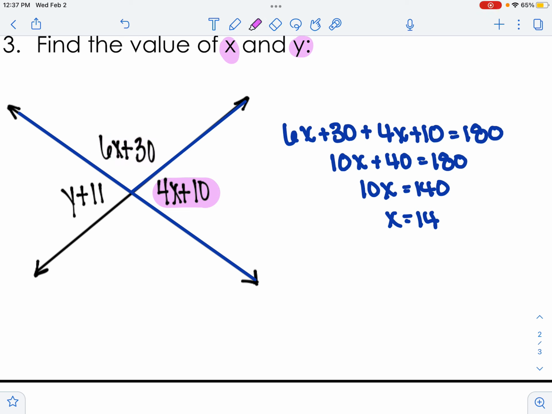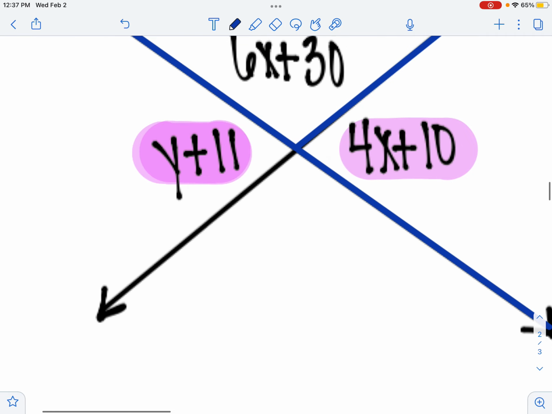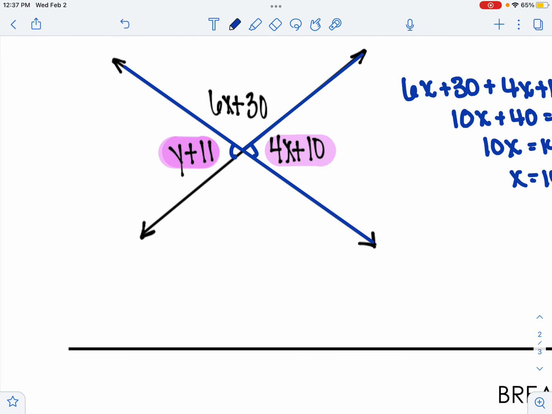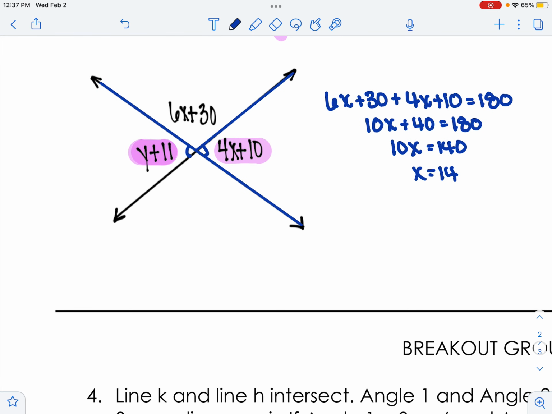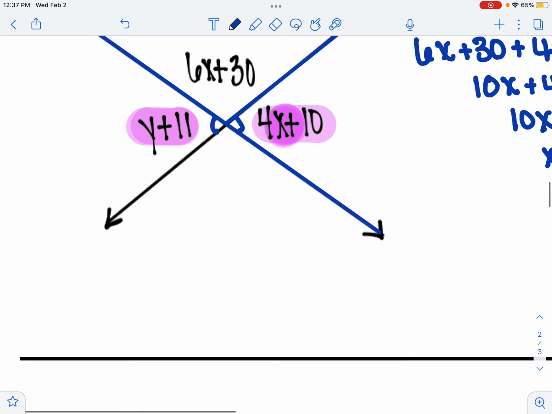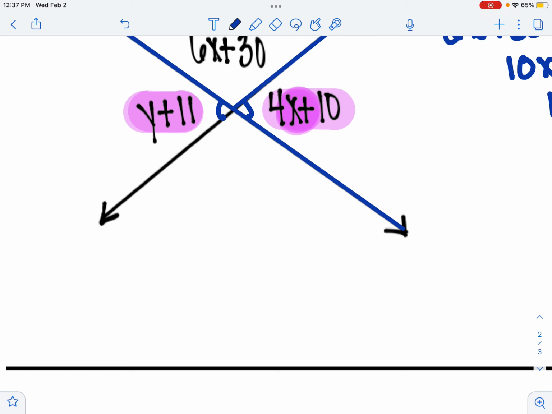I'm going to now look at the 4x plus 10 and the y plus 11. Because what I'm going to notice is that these are vertical angles, and what I know is that vertical angles are congruent. So what I'm going to do is take this 14 and plug it in for that x right there and set it equal to the y plus 11, because they're vertical angles, and we know vertical angles are congruent.